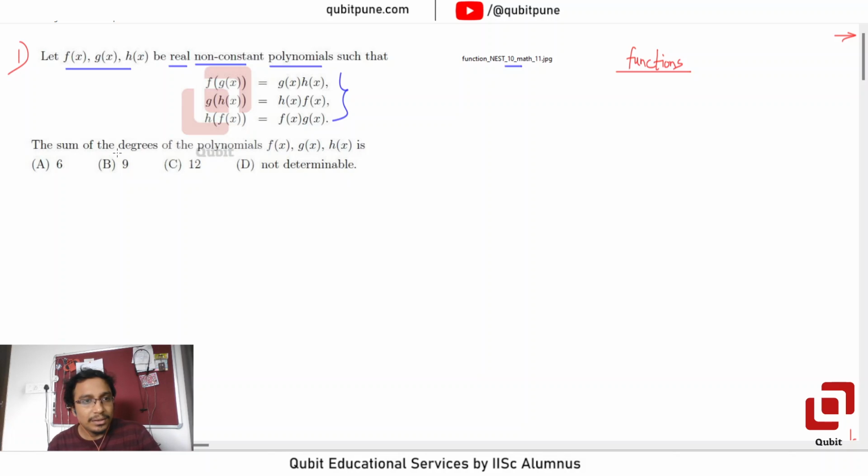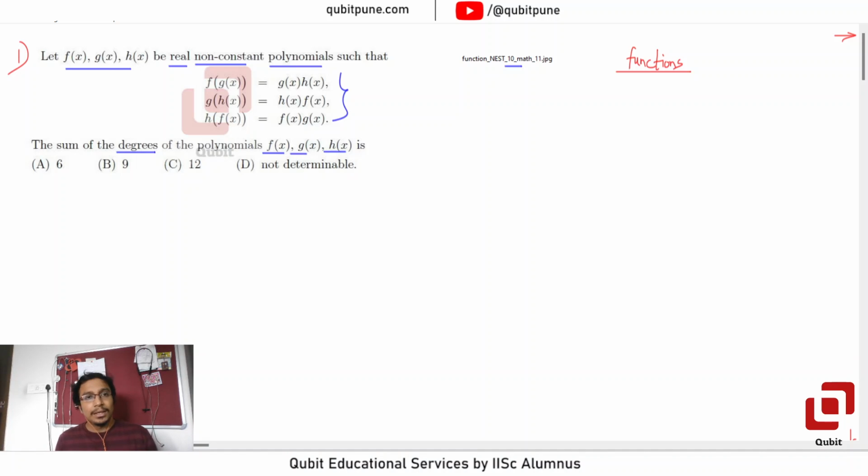The sum of the degrees of the polynomials f, g and h is: 6, 9, 12, not determining. Okay, so this is the problem. The options are 6, 9 and 12, and our job is to find out, if possible, the degrees of the polynomials, rather their sum. And if we arrive at a conclusion that we cannot determine them, then option D should be marked.